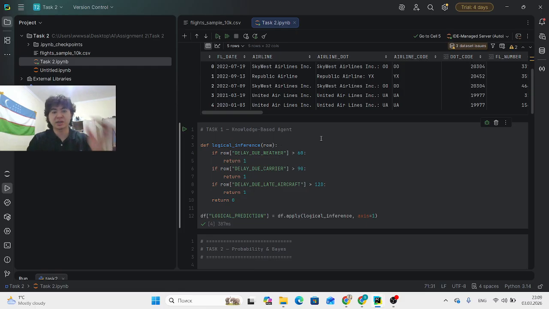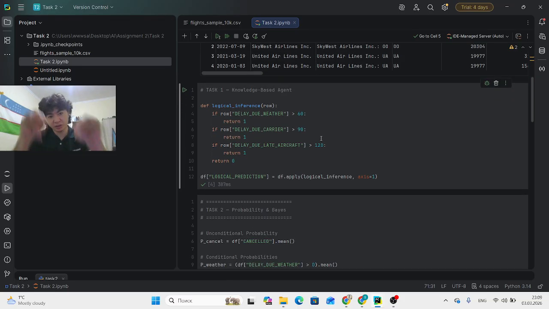For example, in task two, for the knowledge-based agent, we put in logical inference. For example, if because of the weather our flight is going to be delayed for 60 minutes, it means we're going to cancel the flight. If our flight is going to be delayed for 90 minutes, we're going to cancel it, and it'll be the same for 2 hours, 120 minutes. And it sounds like that. So we inputted a knowledge-based agent in our case.